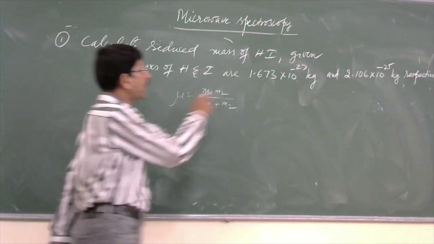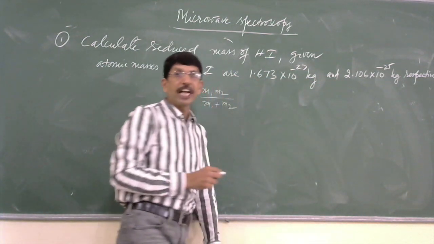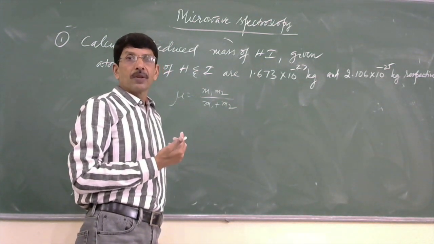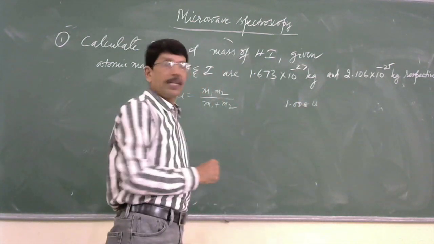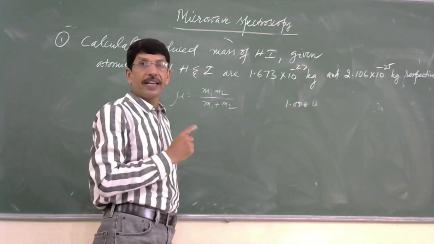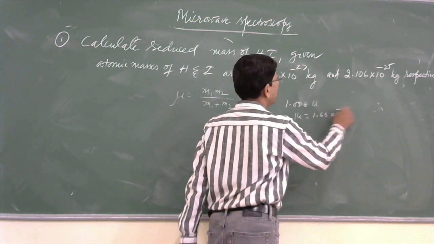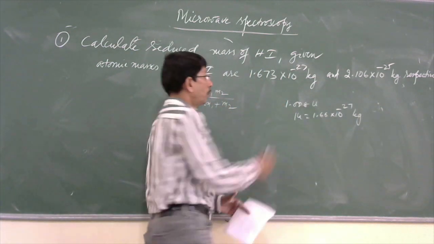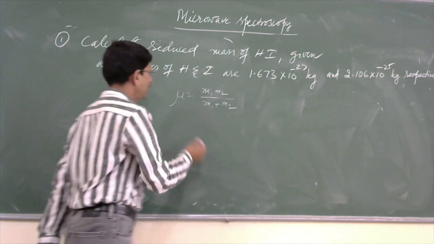And we should not get confused, the atomic masses of hydrogen and iodine are given in terms of kilograms. All of us are familiar that the atomic mass of hydrogen is 1.008 atomic mass units. But here it is in terms of kilograms. So be careful, do not get carried away. So 1 atomic mass unit is 1.66 into 10 to the power minus 27 kilograms. So please remember that. So these are the masses of hydrogen and iodine.